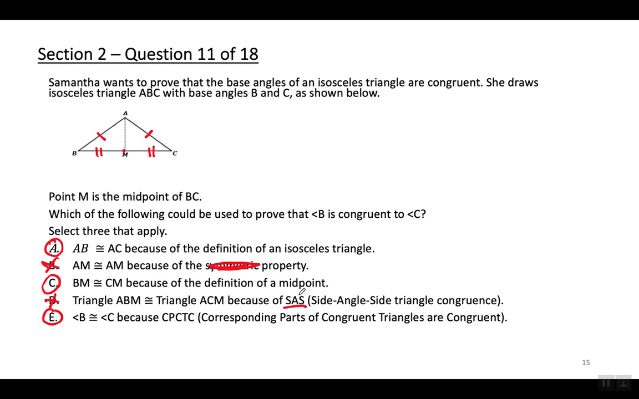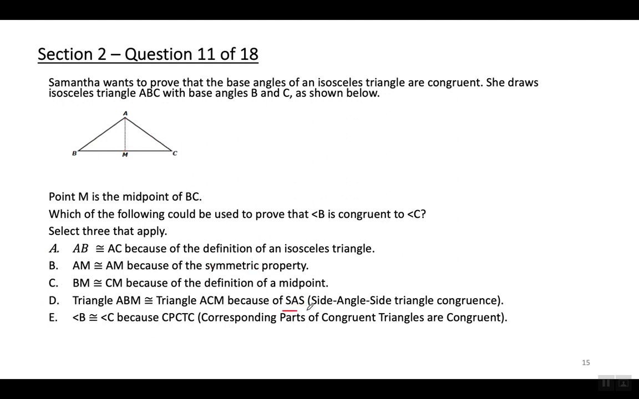Now, once you've proven that the two triangles are congruent, then angle B is congruent to angle C because corresponding parts of congruent triangles are congruent. Let me say that another way. Let me explain it another way in case anybody's a little lost. Imagine that we're doing a proof here to prove that angle B equals angle C. You cannot say that triangle ABM is congruent to triangle ACM because of SAS if we have not yet proven that angle B is congruent to angle C.